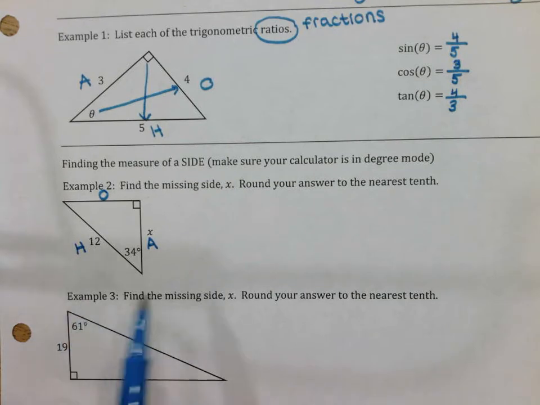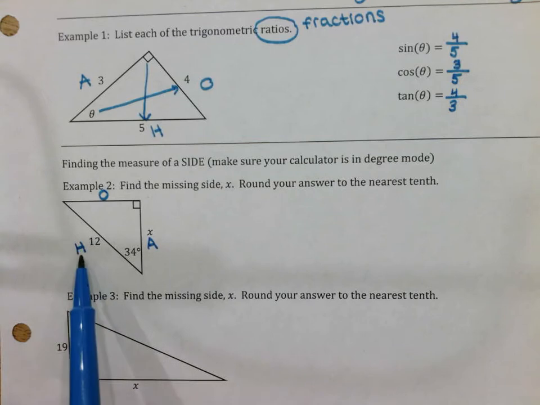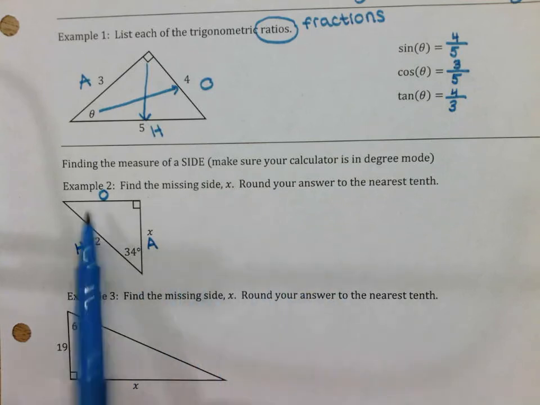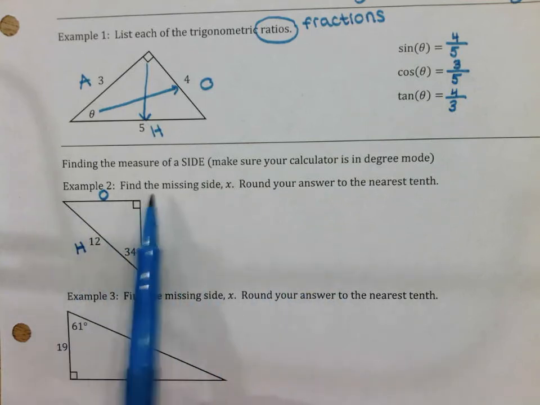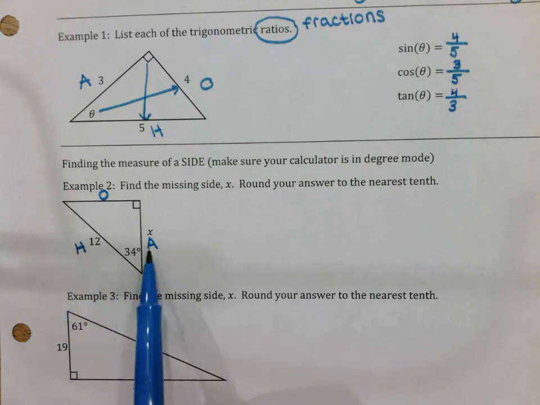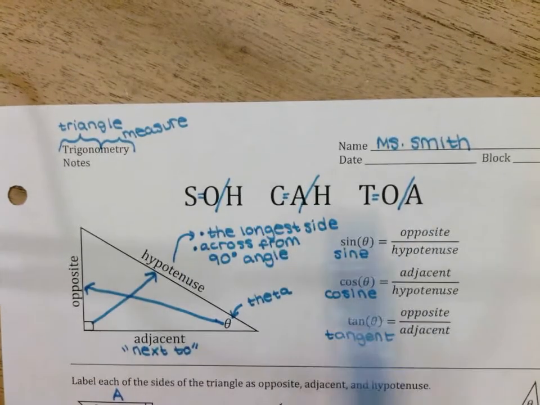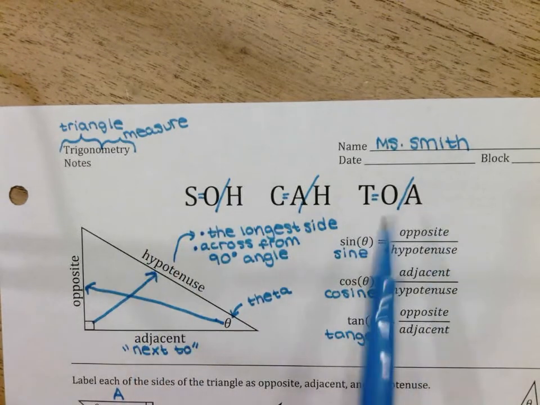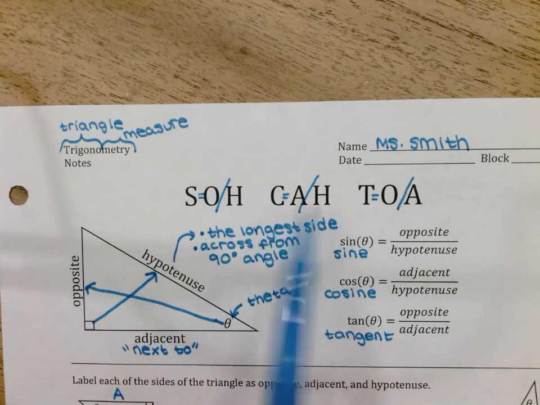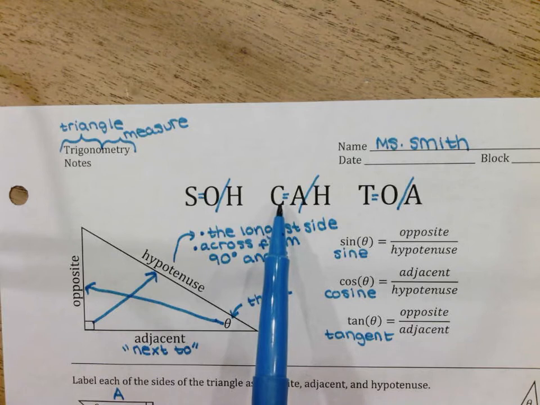We have to look at what we're working with. We have the hypotenuse. It's 12. We're looking for x, the adjacent side. O doesn't have anything on it. There's no label. We're not working with it at all. So we're really only working with H and A. So we come up to our acronym here, SOHCAHTOA. Which one has A and H in it? Well, it's this one, right? CAH is the only one that has both A and H. And the C stands for cosine. So that's how we know we're going to be using cosine, okay?